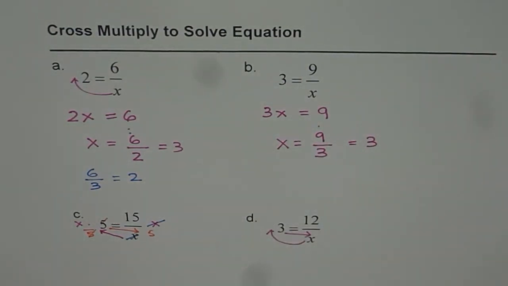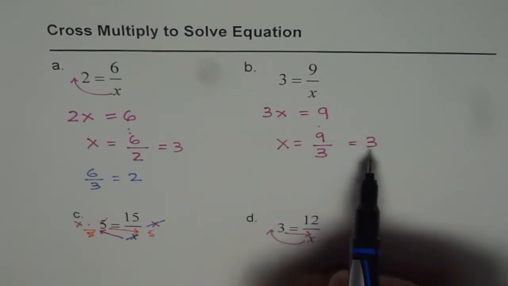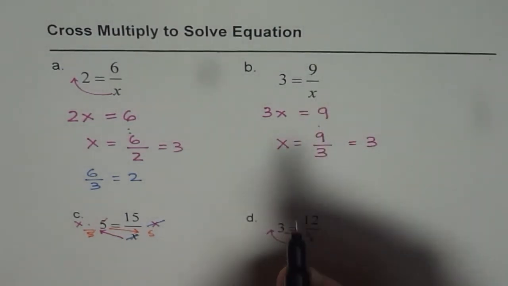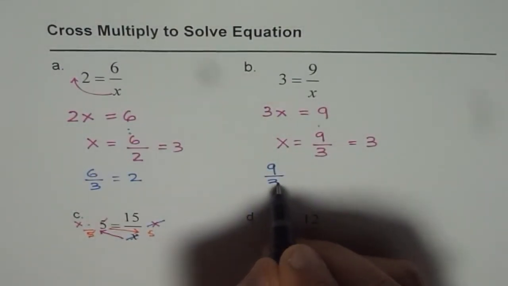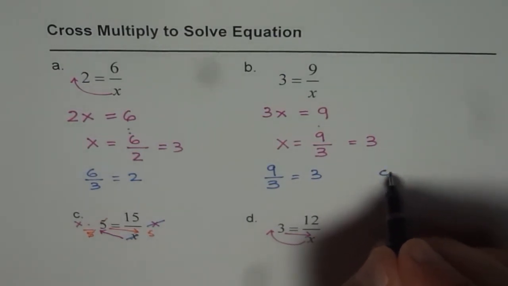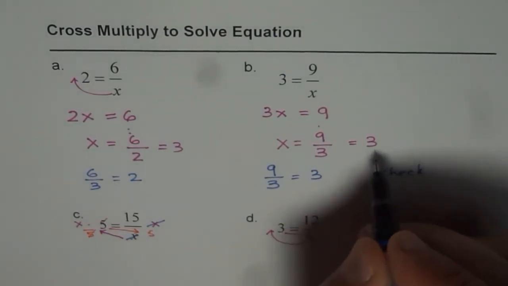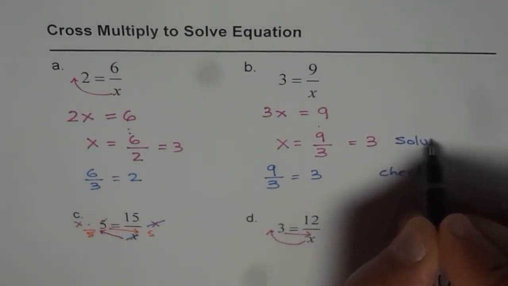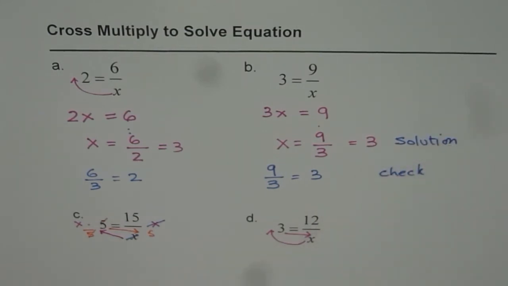Now we can check the solution. To check the solution, if I put 3 for x, what do I get? 9 divided by 3 is indeed 3. So the equation is true. Do you see that? So this is the checking part. And that is the solution. So that is how you can get the solution by cross multiplying.